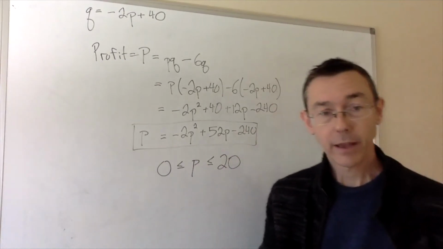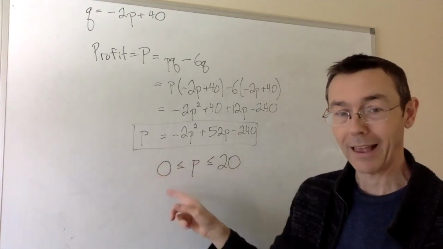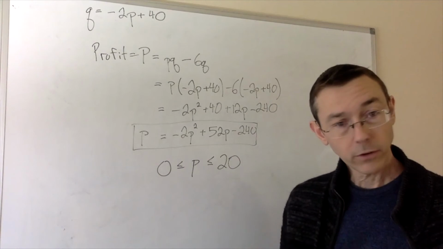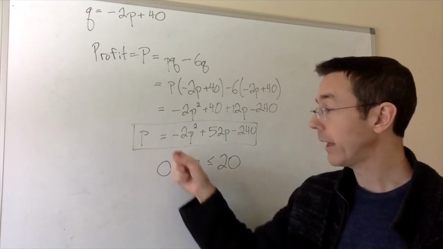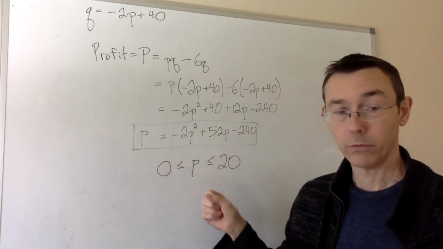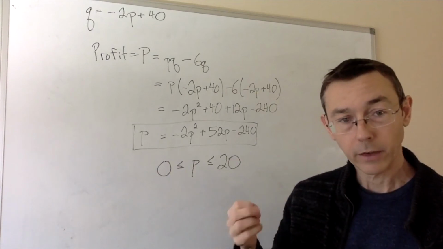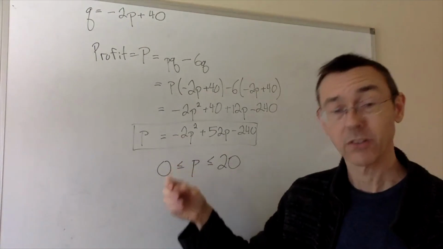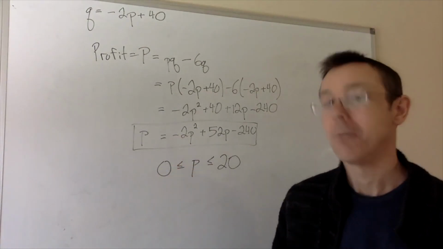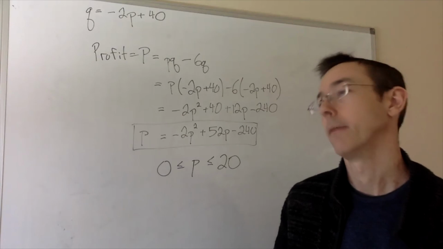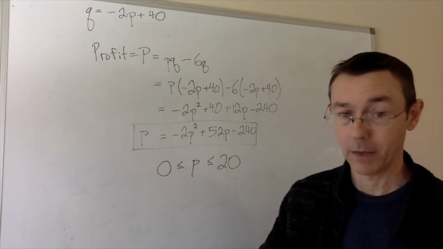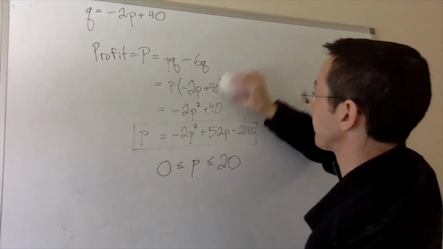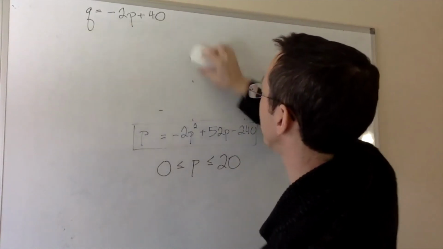Fantastic. Now we have the function we need to optimize and the domain of consideration. We're going to use the closed interval method. We're going to find all the critical values of this function on this interval. We're going to plug those values into the profit function. We're going to plug the endpoints into the profit function. Wherever we get the largest value, that's going to be our maximum, the price that will maximize Terry's profits.